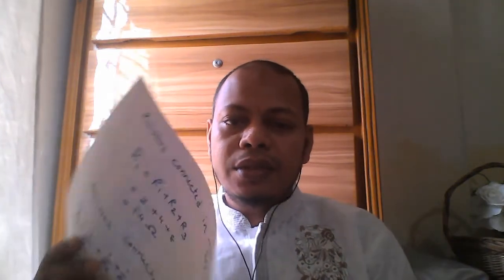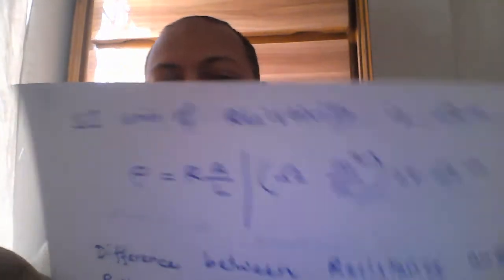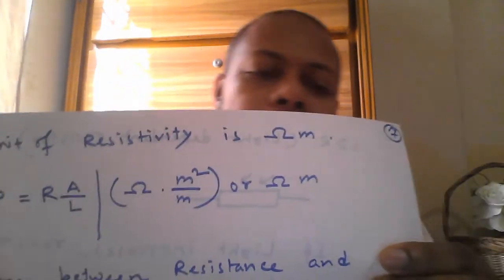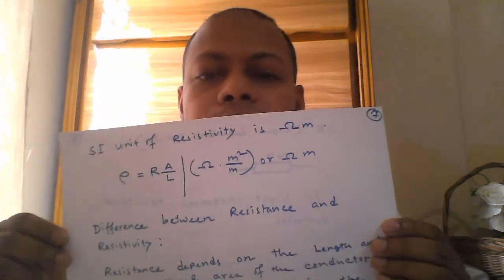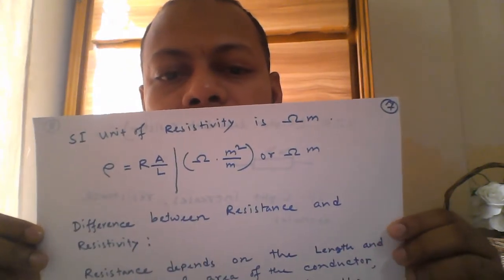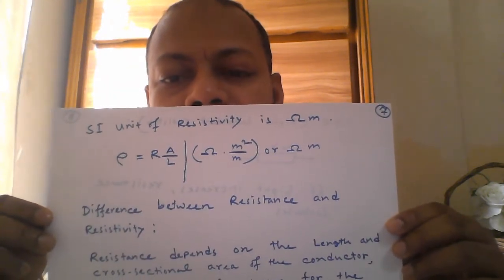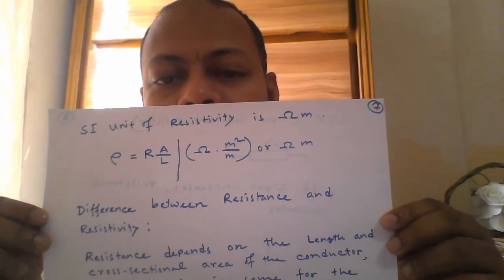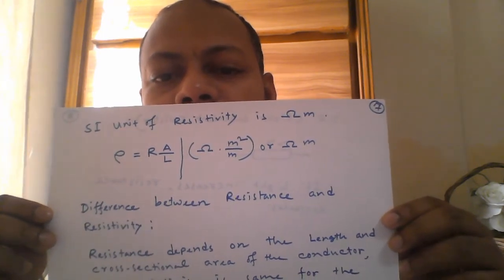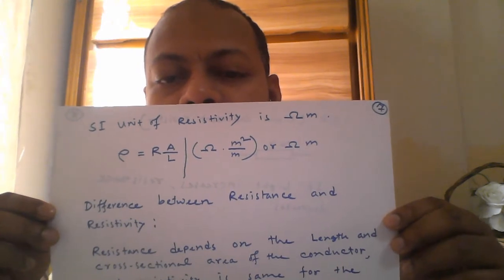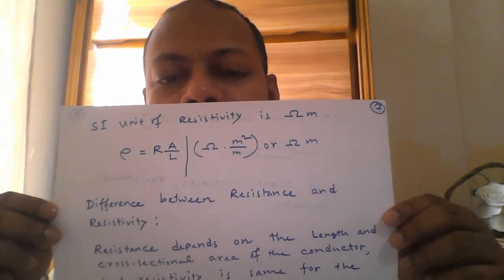Now, as you got a new quantity, we will go for its SI unit, and the SI unit of resistivity is ohm meter. You see, the SI unit of resistivity here is written ohm meter. And how this unit came, in class also I told you, you don't worry to remember or memorize these units. If you know the basic units, then it will come automatically.